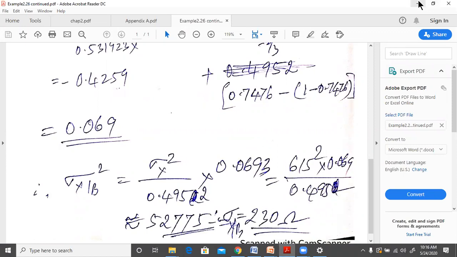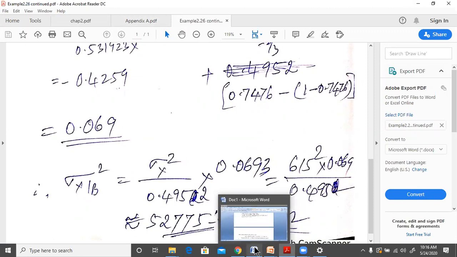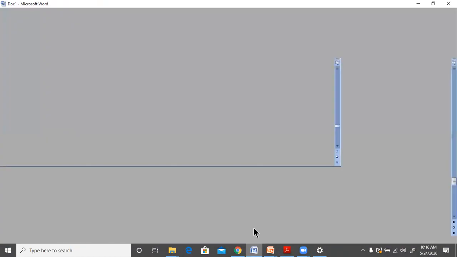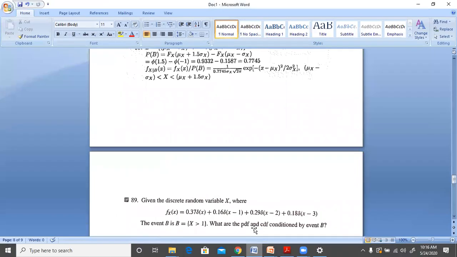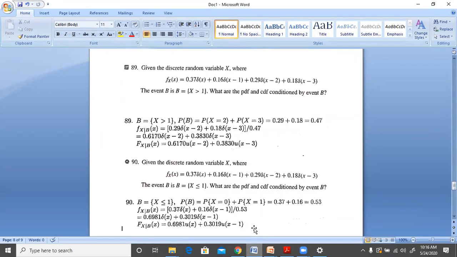So that's one problem. Next, we will go for problem number 89. I think 88 is where we stopped. Given the discrete random variable x, where f x of x is equal to 0.37 delta x plus 0.16 delta x minus 1 plus 0.29 delta x minus 2 plus 0.18 delta x minus 3.